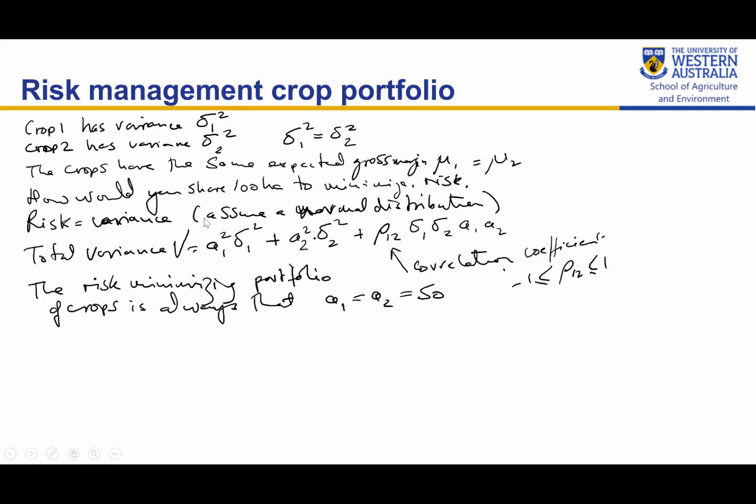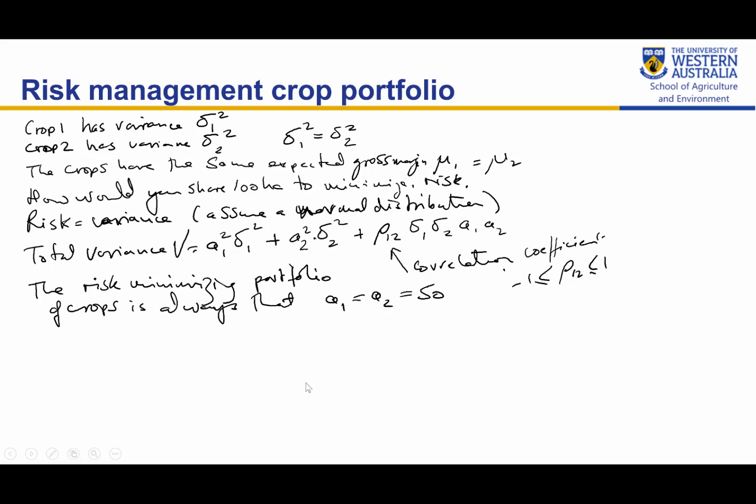So A1 is the area planted to crop 1, A2 is the area planted to crop 2, and to get the total variance, then you weight the variance by A1 squared and A2 squared, so that's the variance for the crops, and then you have this covariance term, which can be represented in this way. So it's the standard deviation of crop 1, standard deviation of crop 2, area 1 times area 2, and you've got this correlation coefficient here.